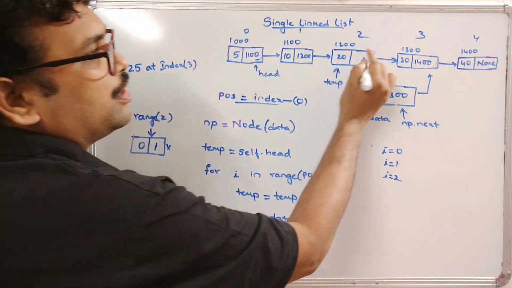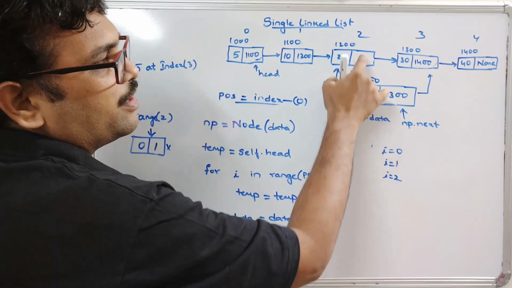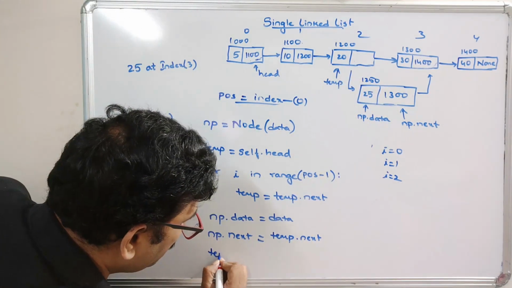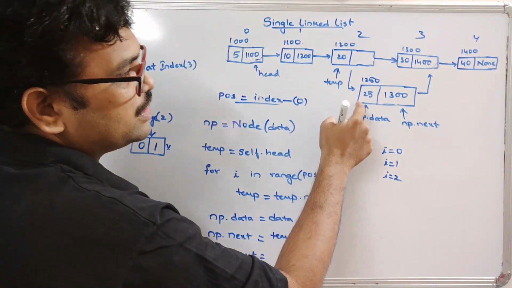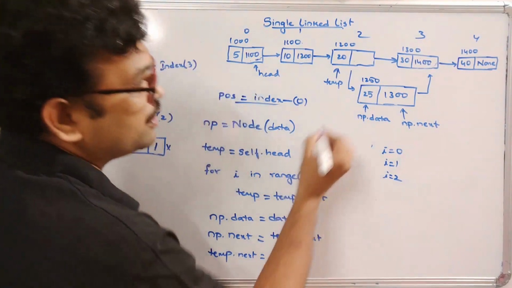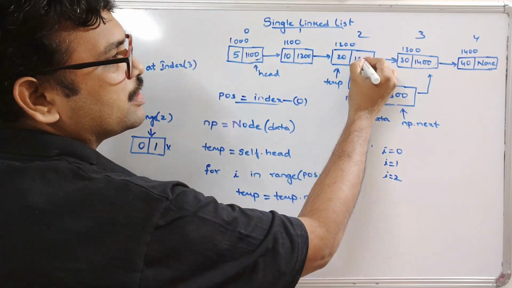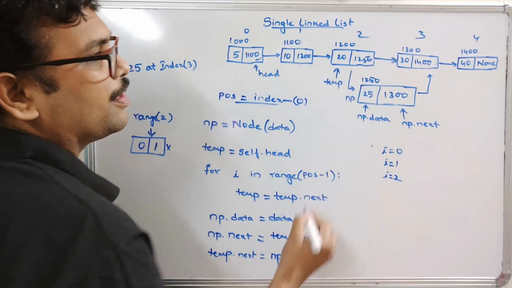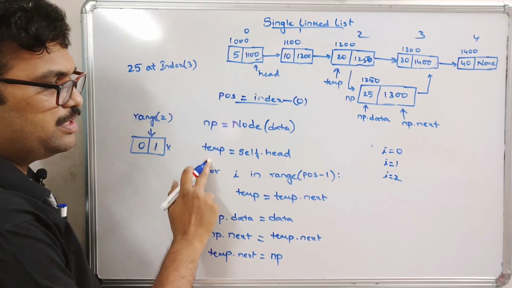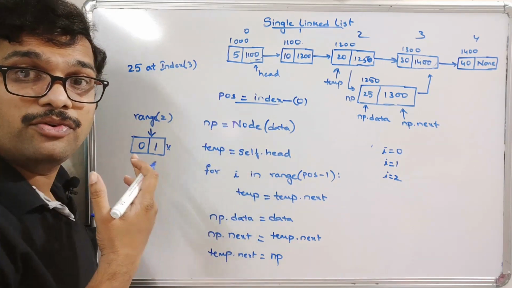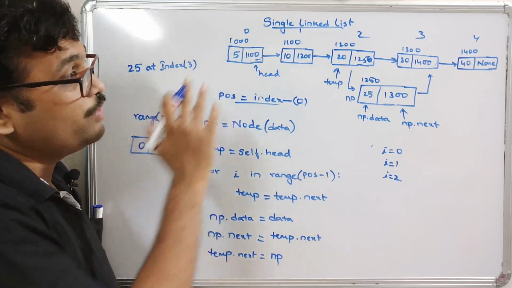Now what about this one? This address should be got. Okay, now temp dot next is equal to, what is this node? np. So this is np, right? So np should be here, that is 1250, right? So temp is equal to self dot head. So we have to travel from the first node to the last node. For that purpose, we should not change the head.